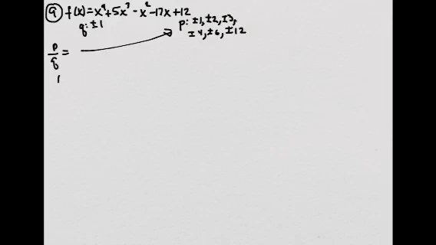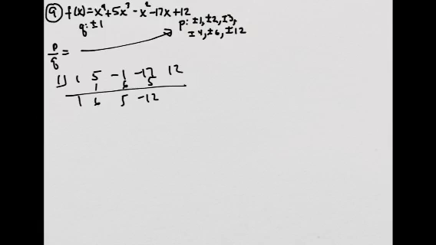So we start off with 1, 5, negative 1, negative 17, and 12. Bring down the 1, 6, 5, negative 12, and 0. So that one works. Now, because 1 worked and I don't have a quadratic, actually what I have here with these 4 numbers, I have a cubic, right? This is x cubed. So I can't use factoring or quadratic formula. It doesn't work for this. So I've got to keep using synthetic division.